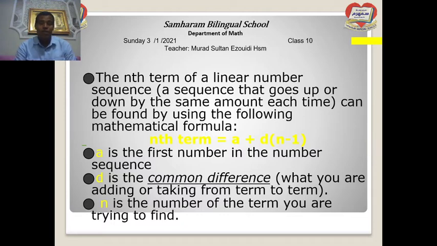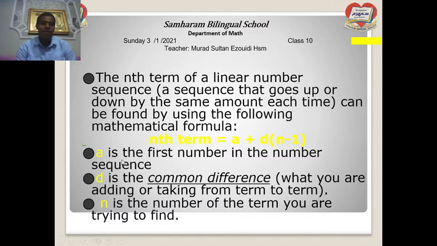If not, it means that this sequence is a non-linear sequence. But here, the arithmetic sequence is dealing with only linear sequences. Okay, then the nth term can be found by using the following mathematical formula. The nth term, which we label as T sub n, is a plus d, where a is the first term and d is the common difference, multiplied by n minus 1.